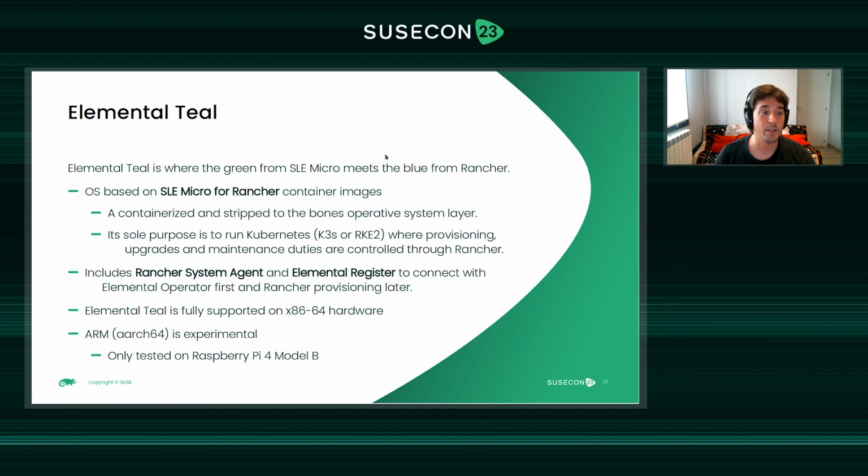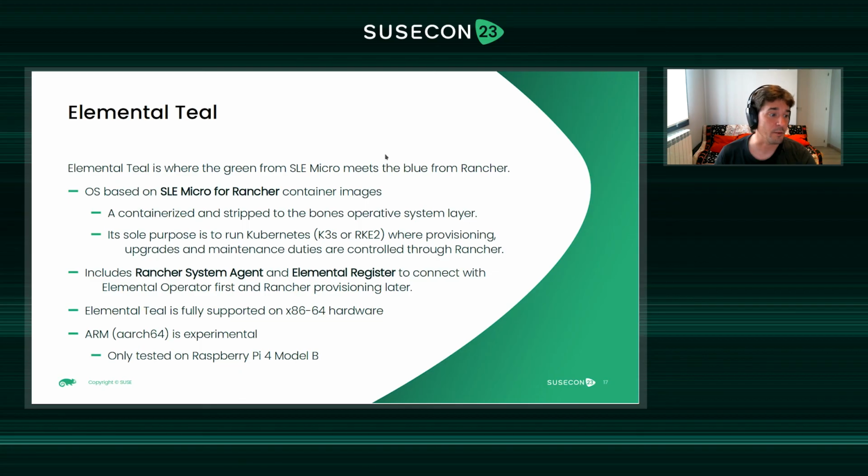The SLE Micro for Rancher image is a containerized and stripped-to-the-bones operating system layer. It is a base image that already includes all the packages we had listed in the previous Dockerfile. At the very beginning of the previous Dockerfile, we were installing a bunch of packages, including the kernel, systemd, etc. And the SLE Micro for Rancher container image already contains all these. Its sole purpose is to run Kubernetes, K3s or RKE2, and upgrades and maintenance duties are controlled through Rancher Manager via the Elemental operator.